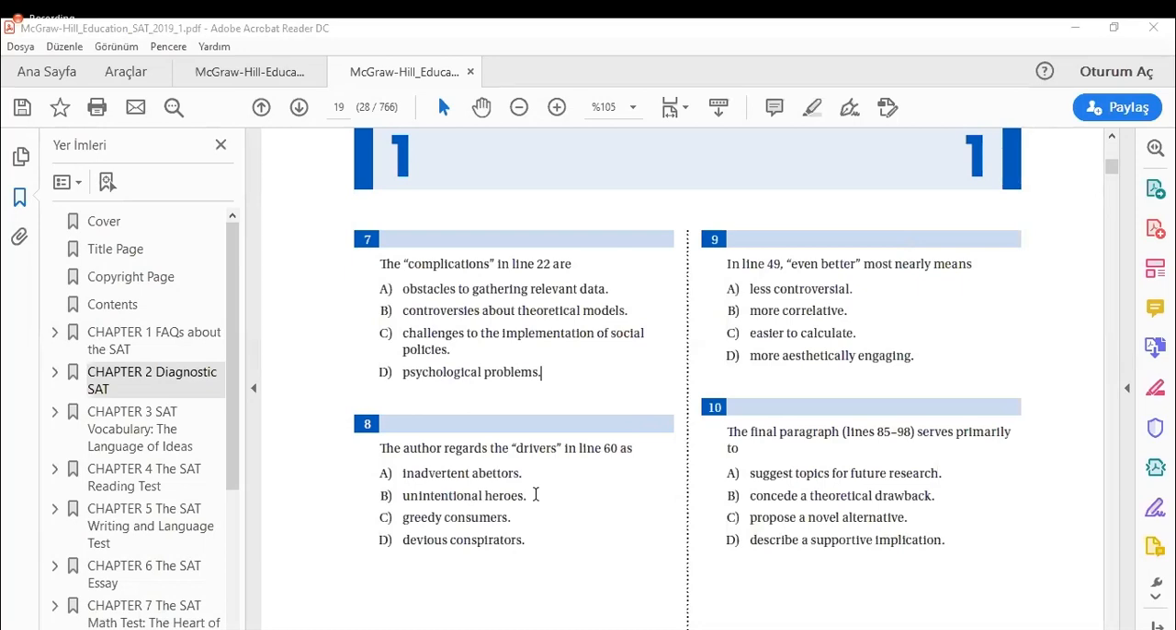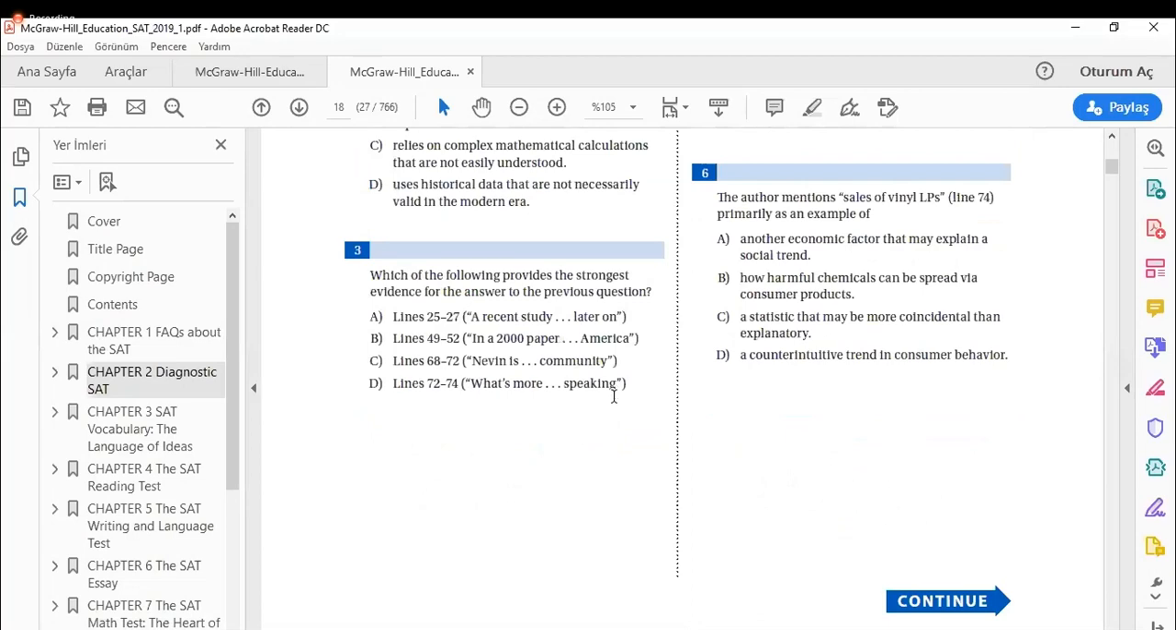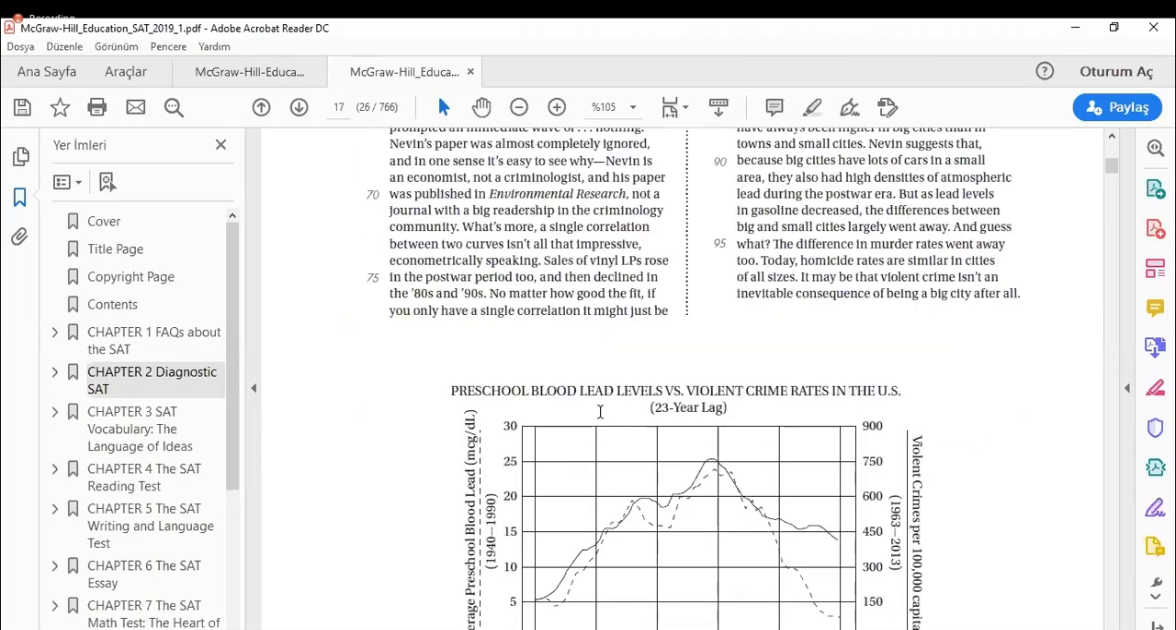Should I read it? Yes, please. And tell us what sort of question is this? The author regards the drivers in line 60 as referring to something, I don't know. What sort of question is this? Vocab question. Is it vocab? Yes, I think so. So it is vocab. Can you scroll up to the passage? Line 60. Sure, let's go back.